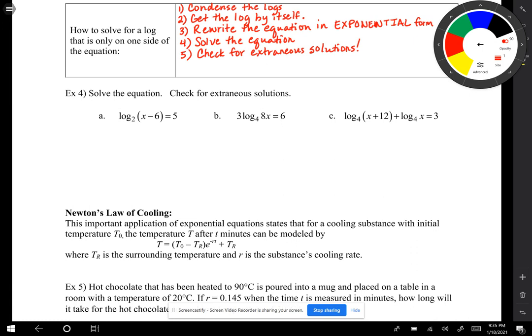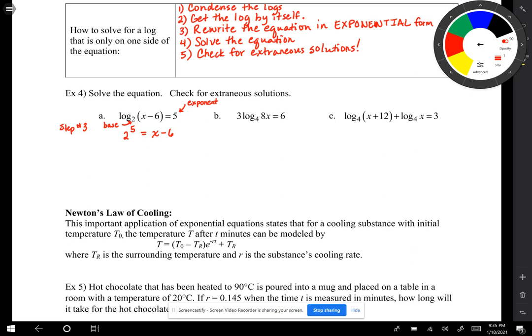Step 2, get the log by itself. The log is by itself. Step 3, rewrite the equation in exponential form. So here we'll start with step 3. Going back to what we remember, this is a base. When I read it as log base 2, this is your exponent, always on the opposite side of the log. Once you know that, you can write it in exponential form. So 2 to the 5th power equals x minus 6. And that's step 3.